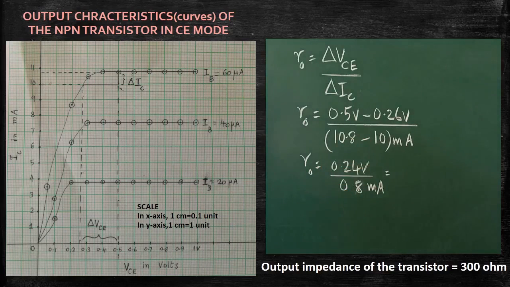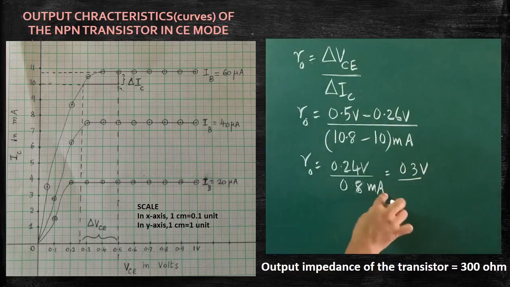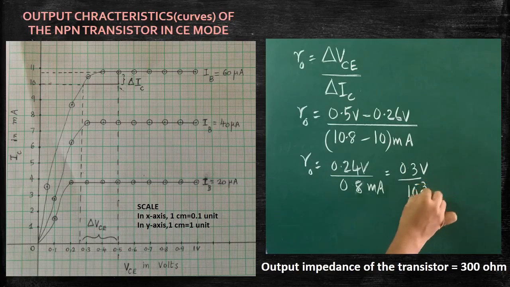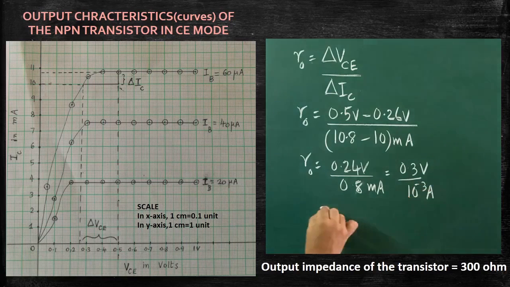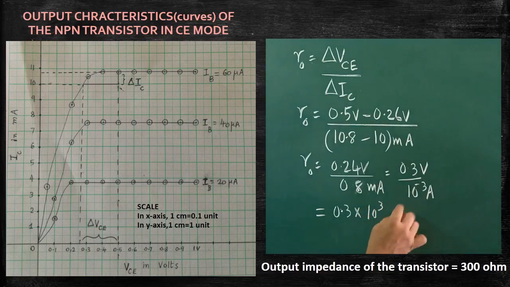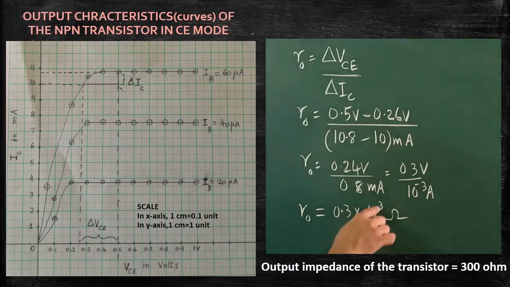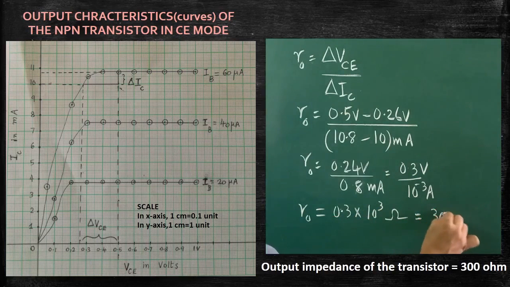After that you substitute the values. If you calculate this part alone, you will get 0.3 divided by, it is in terms of volt, milliampere can be converted into ampere, 10 to the power of minus 3 ampere. After that, 0.3 can be written as it is, and then 10 to the power of minus 3, if it is brought up, that one becomes 10 to the power of plus 3. Volt per ampere is equivalent to ohm. So RO is equal to 0.3 into 10 to the power of 3. After simplification, you will get the answer as 300 ohm. So this is the value of output impedance of the given transistor.